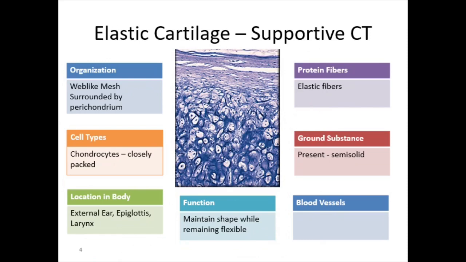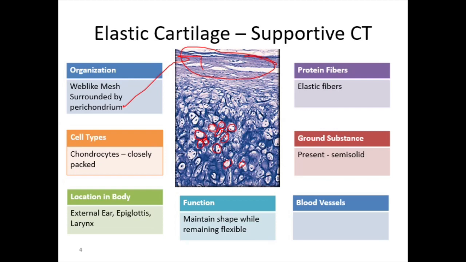Elastic cartilage. We do have a perichondrium. You're going to have chondrocytes. Okay, so here's lacunae. Notice how many more you have. Tons and tons. Okay, that gives you a clue that it's elastic cartilage.